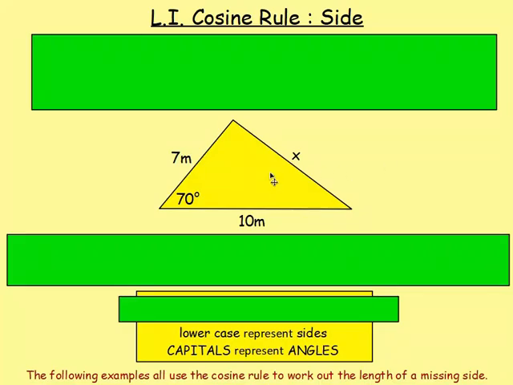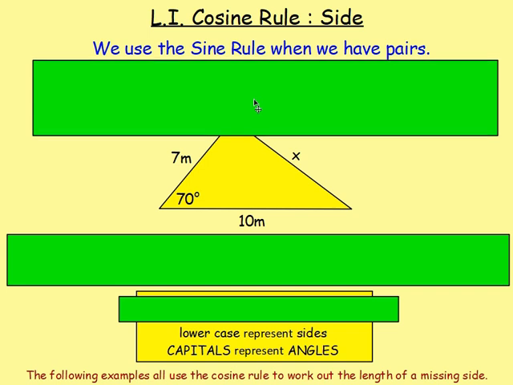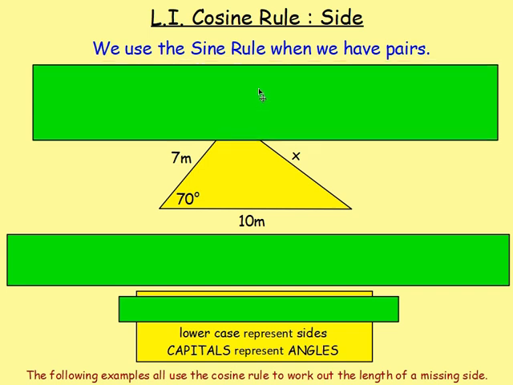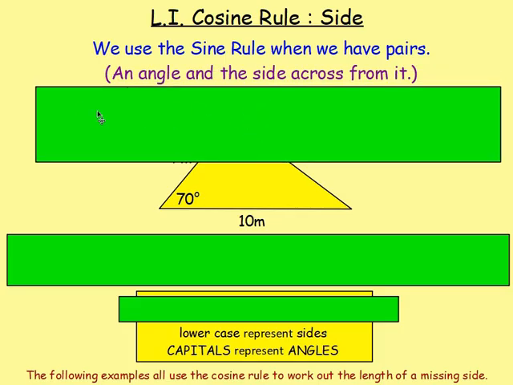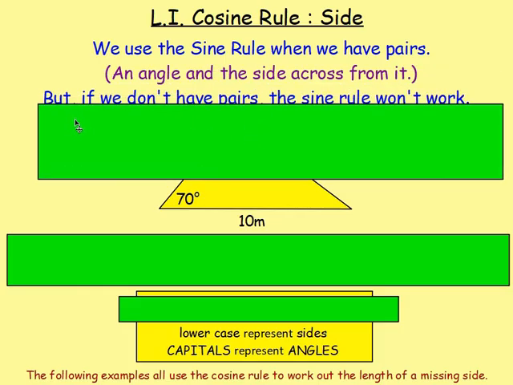If I gave you this yellow triangle and asked you to work out the length of this side marked X, you'd probably be thinking about the sine rule, because all we've really learned in this chapter so far is using the sine rule. What do you look for when you have the sine rule? We look for pairs. And what do we mean by pairs? A pair is when you have an angle and the side across from it.